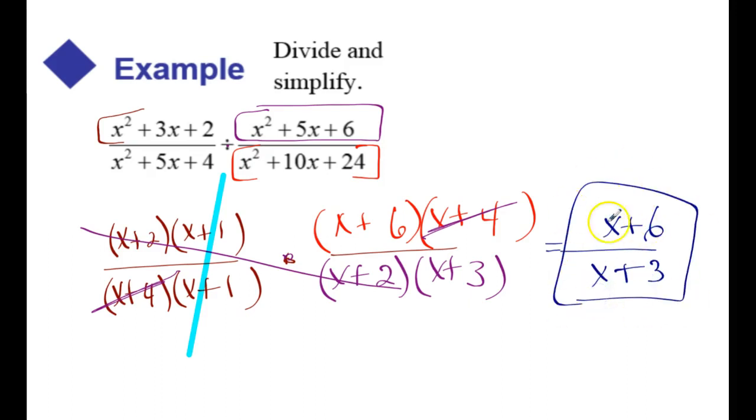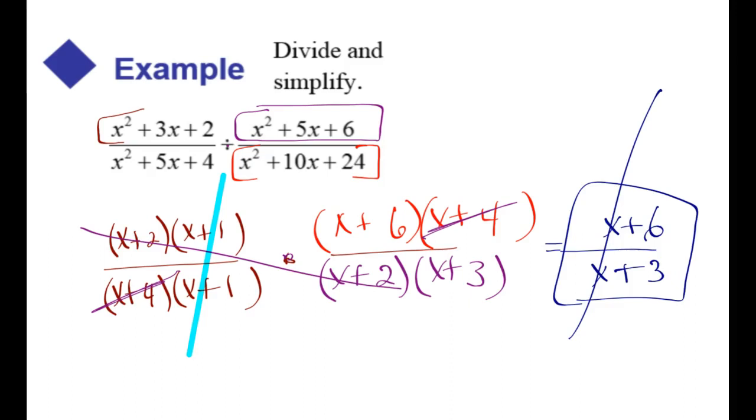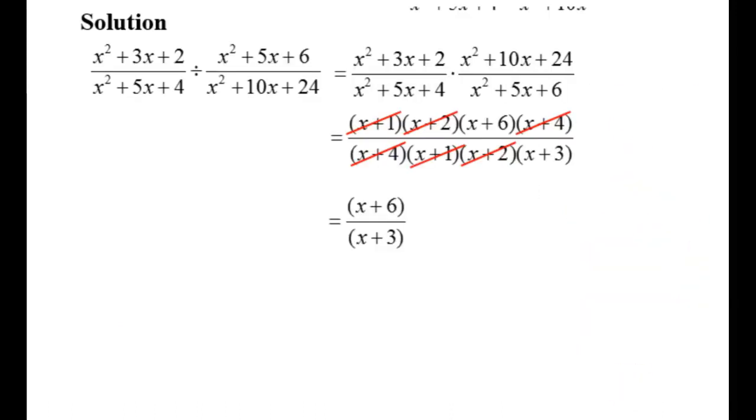And again, you might get cancel happy, but remember, those are parts of a sum, so we can't cancel those x's. I can't cancel the 6 and the 3, so I'm just going to leave this. Oh, could have sworn. Well, I can't get rid of that. Thought I could get rid of it. Okay, don't cancel the x's. Final solution is we're going to leave it: x plus 6 over x plus 3.